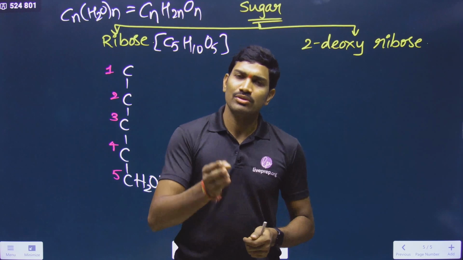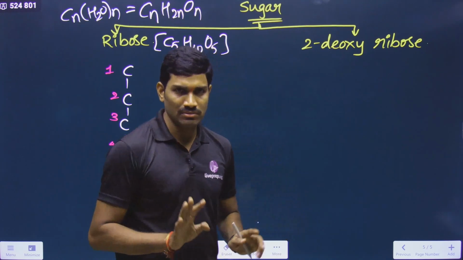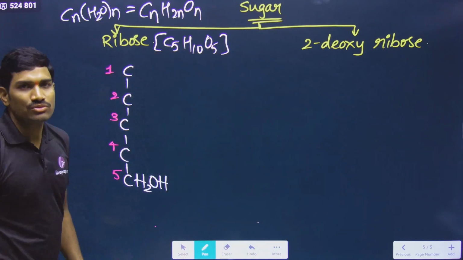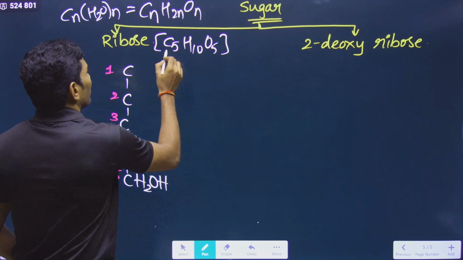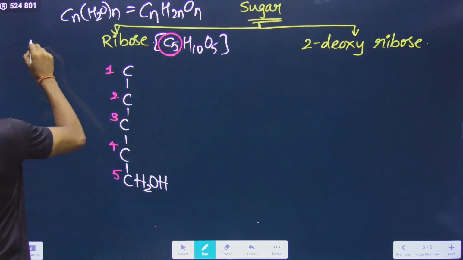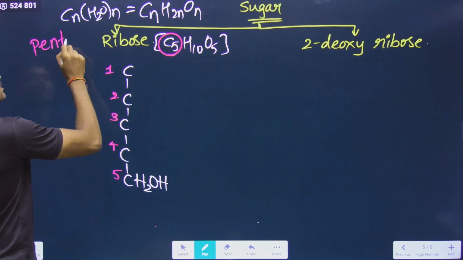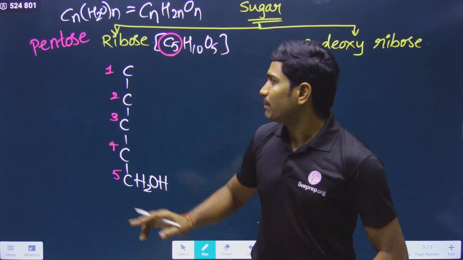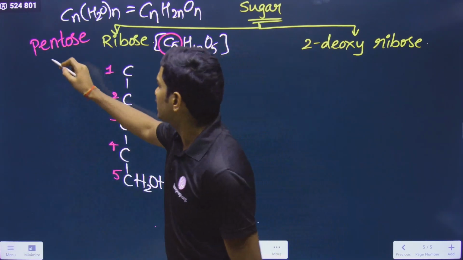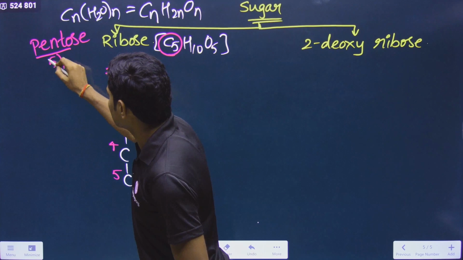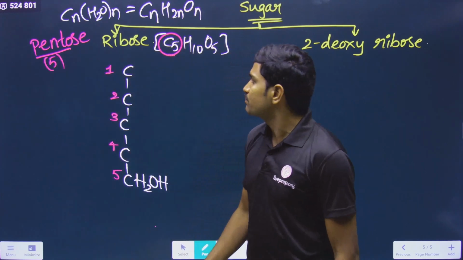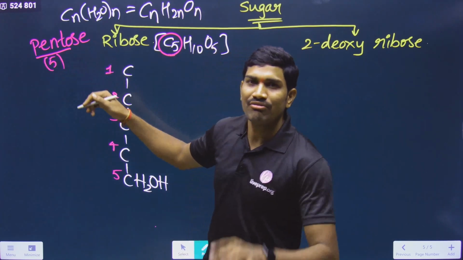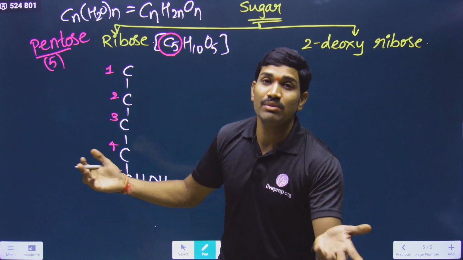So the ketone group is generally present in the second carbon. Clear? But what is this ribose? Ribose is 5 carbon containing, so that's why it is a pentose sugar. Penta means what? 5. Already you studied all these, that's why I am quickly going through this information. So ribose is a pentose sugar, a 5 carbon containing sugar.